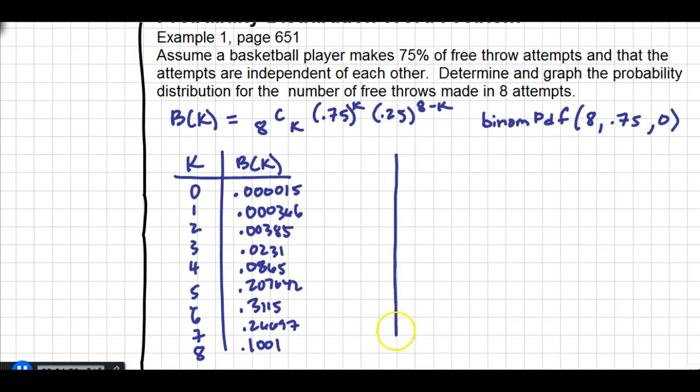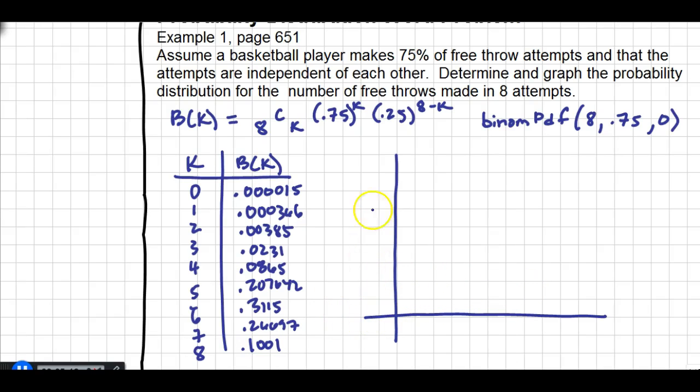Make sure you give yourself enough space. It's going to be quadrant 1 because none of these are negative. Give yourself enough room on the x-axis or the k-axis to do from 0 to 8. And then make sure on the y-axis that you come up with a scale that's appropriate. You don't want to give too small of a scale because then your graph won't be very dynamic looking.